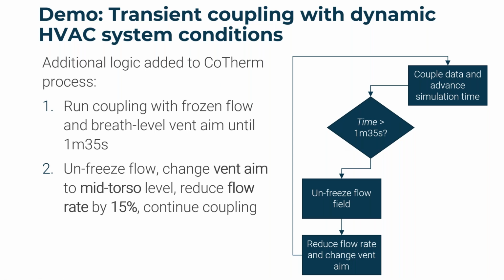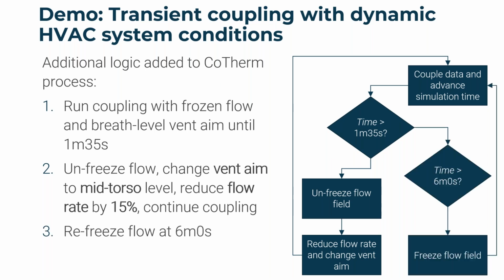Once we reach that time, we're going to have CoTherm unfreeze the flow equations, and then make a change to both the vent aim, so the angle the flow is coming in based on the registers. And we're going to try to aim that more at the torso level instead of the face. And we're also going to reduce the flow rate by 15%, and then continue our coupling.